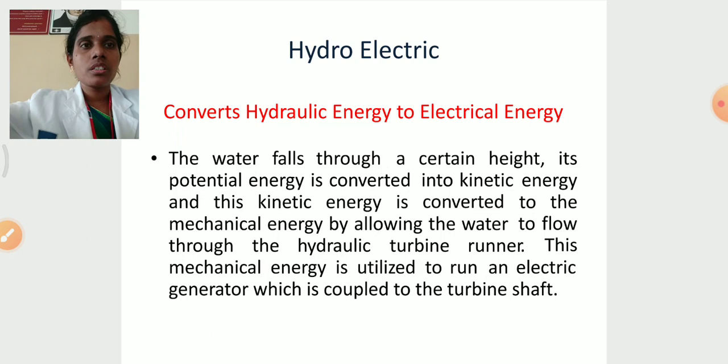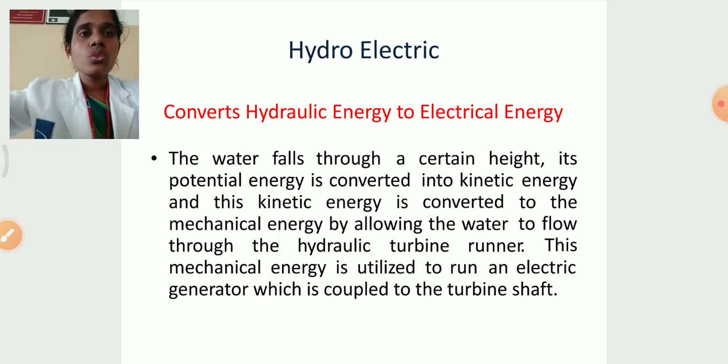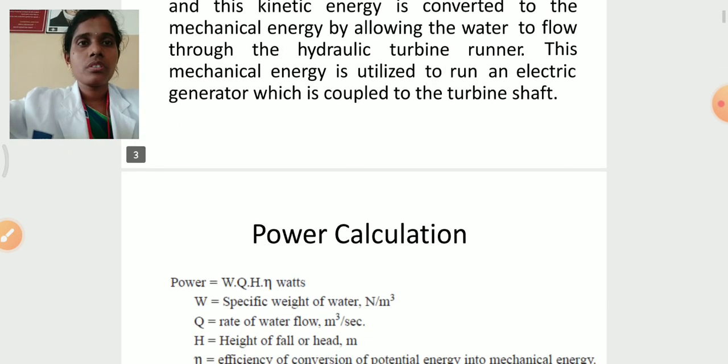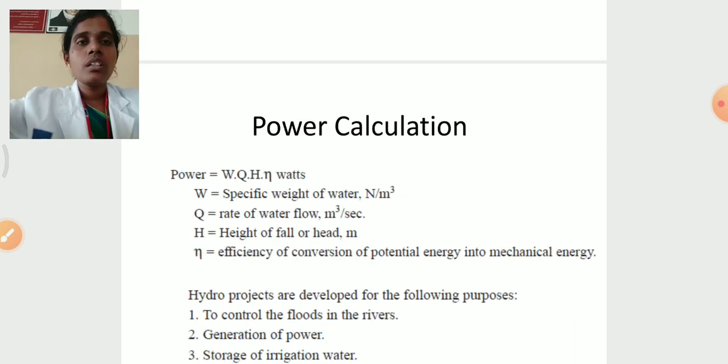So in a hydro turbine power plant, the water which falls from a height has its potential energy converted into kinetic energy. This kinetic energy is converted to mechanical energy by allowing the water to flow through the hydraulic turbine runner. The mechanical energy is then converted into electrical energy, with the generator coupled to the turbine shaft.